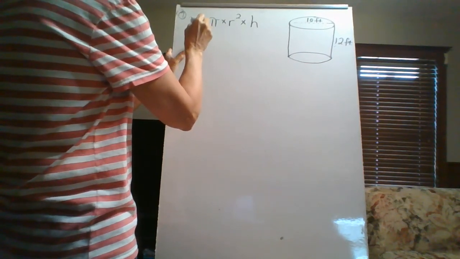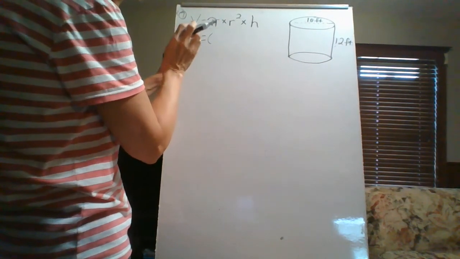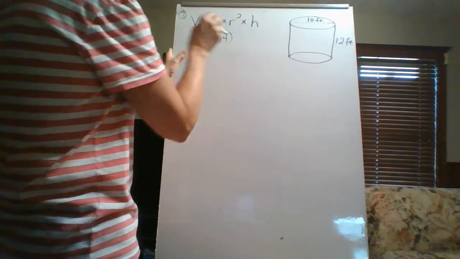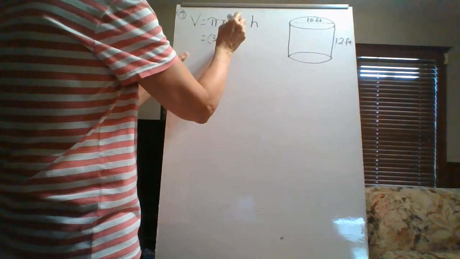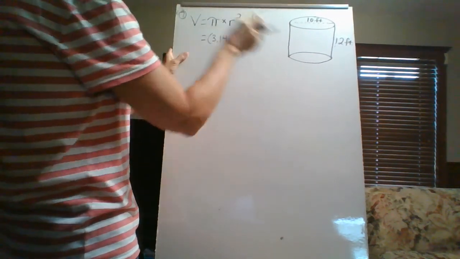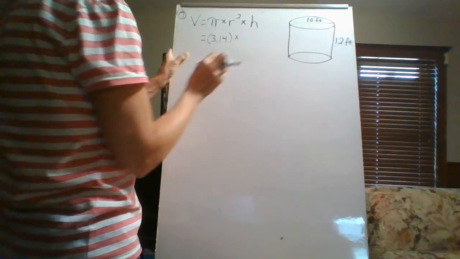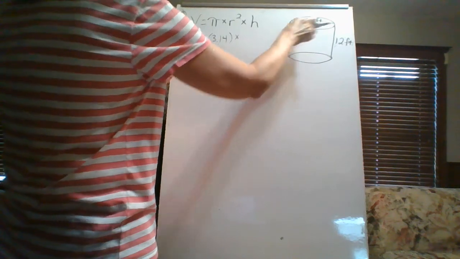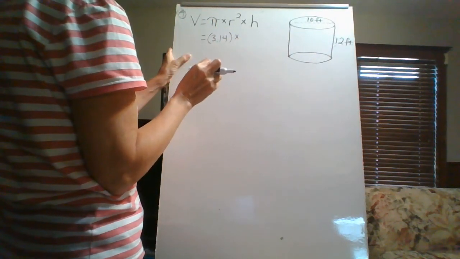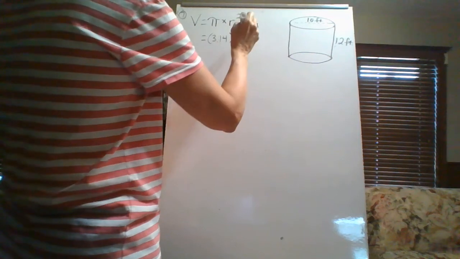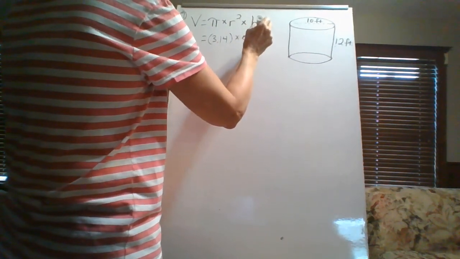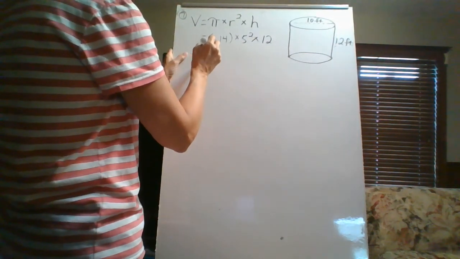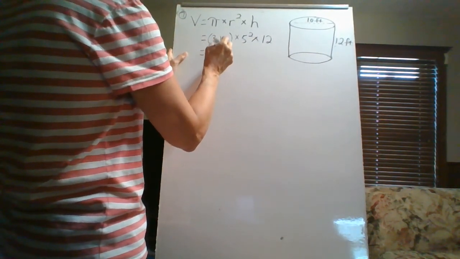Start plugging in. So my volume is pi. I glance, the answers are all in numbers, so I know I'm not going to leave it as pi. Remember, pi is always 3.14 times the radius squared. Here's the one catch, guys. The radius squared. What is the radius of this silo? I heard everyone say 5, and you're exactly right. 10 is the diameter, which is all the way across. Radius is half of that, so it's 5 squared times the height. Height is 12. Okay, so let's just walk this through. You don't need to get worried about it.